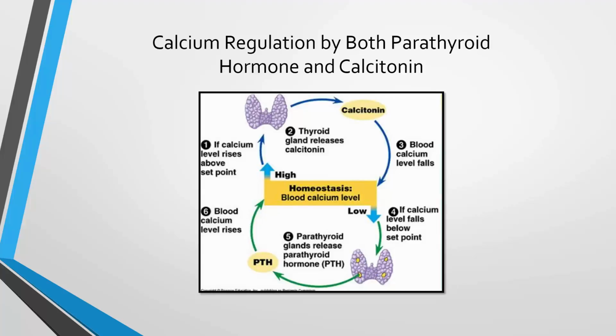If the calcium levels fall below a set point, then the parathyroid gland kicks in, releases the parathyroid hormone, and it does all of its things, and then the blood calcium level rises. So this is the negative feedback system that works, but it works in conjunction with both parathyroid hormone and calcitonin.